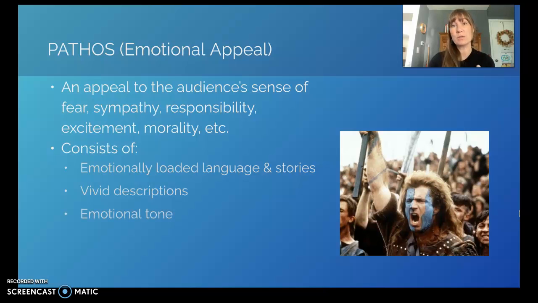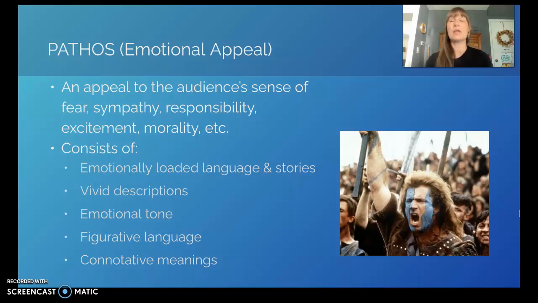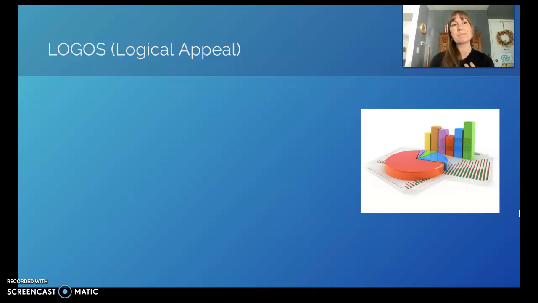We know that tone can be very powerful in terms of projecting the emotion or the attitude of the speaker onto their audience. Figurative language and connotative meanings as well. We know that connotative meanings are sort of the associations that we make with certain words or phrases or images that carry emotion along with it. All right, so when we think pathos, we're talking about tugging at those heartstrings, those emotions to persuade your audience.